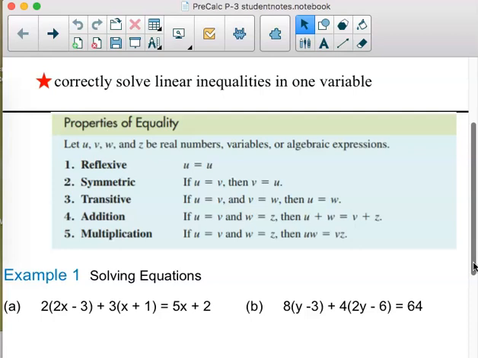The first one that we see up here, for all the properties of equality, it says let U, V, W, and Z be real numbers, variables, or algebraic expressions. And the first one is the reflexive property. Reflexive, root word, reflect, to reflect. See yourself in the mirror. U equals U. Now, at this level, I hope you're saying to yourself, when would I ever need that? I mean, in math, when does somebody say, well, I need U equals U, so I'm going to have to use the reflexive property to do that?